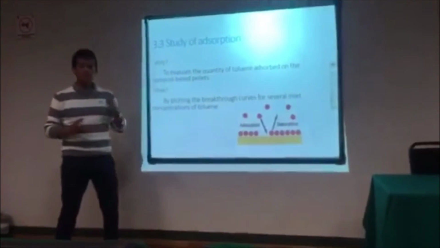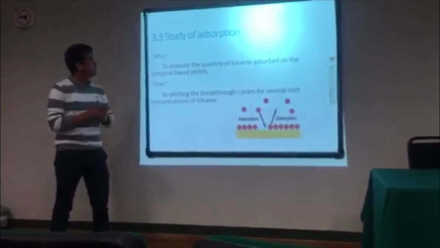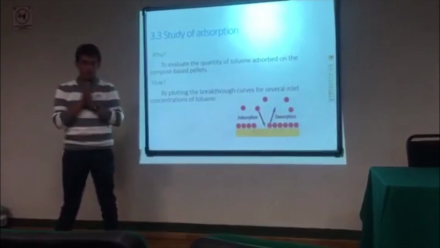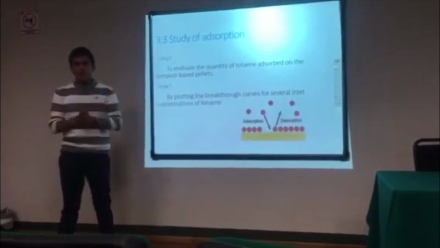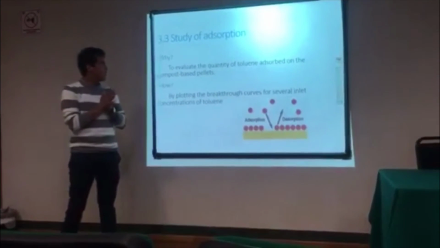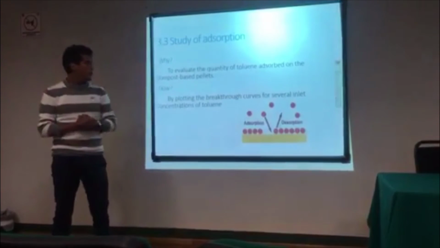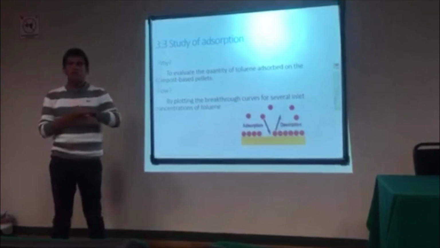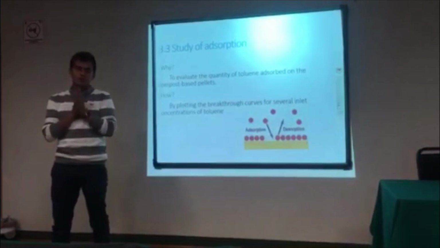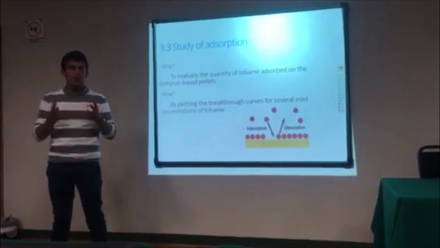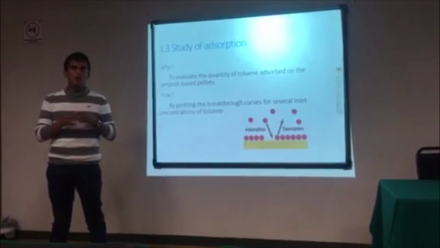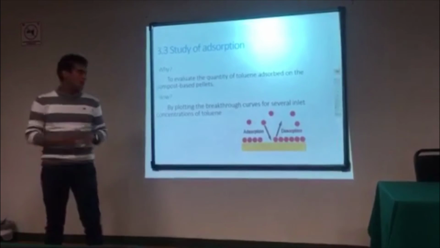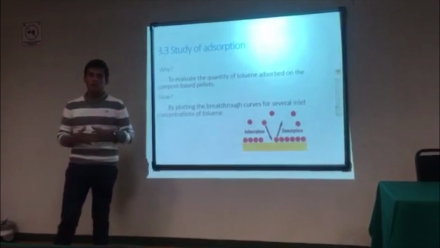Well, in the next part of the article, they talk about the study of the absorption. Well, what is the aim of doing this study? Well, to evaluate the quantity of toluene absorbed on the compost-based pellets. How can we do this? We can plot the breakthrough curves of several inlet concentrations of the toluene.